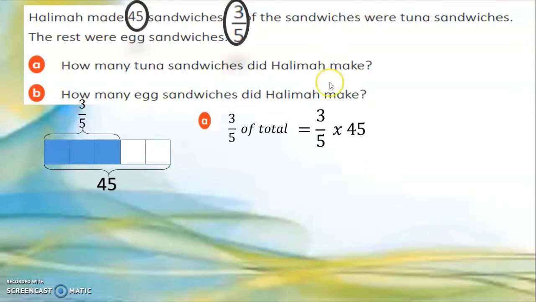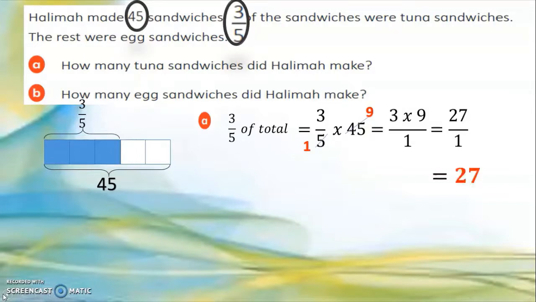So as you can see here, we can simplify 45 and 5 by dividing by 5. So 45 divided by 5 is 9. 5 divided by 5 is 1. So the remaining numbers, we have 3 times 9 over 1. So 3 times 9 is 27 over 1 is equal to 27. So Halima made 27 tuna sandwiches.